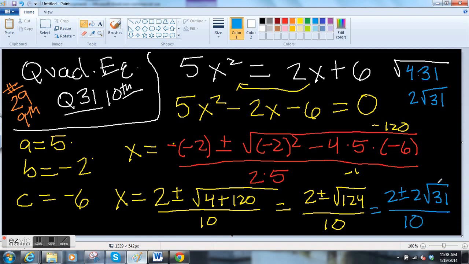So your answer is, I'm running out of space, it's 1 plus or minus, you factor out the 2 and cancel, square root of 31, all divided by 5. So you have 2 answers, 1 plus square root of 31 and 1 minus square root of 31 divided by 5. I'm going to graph this one for you also, and you can see. Hold on.